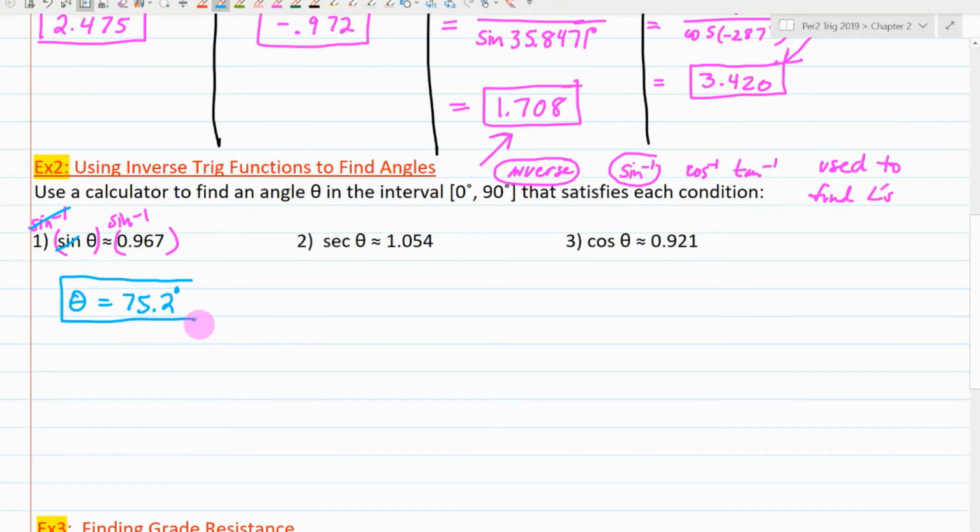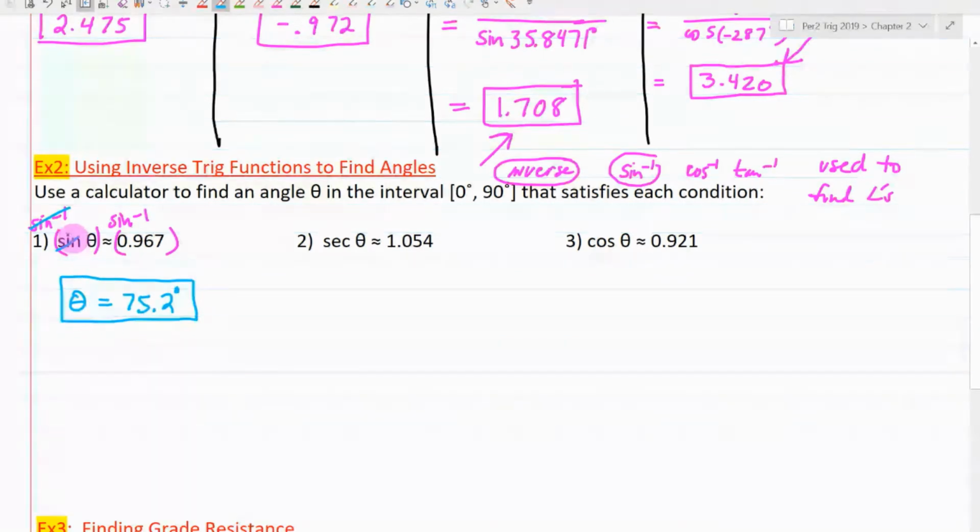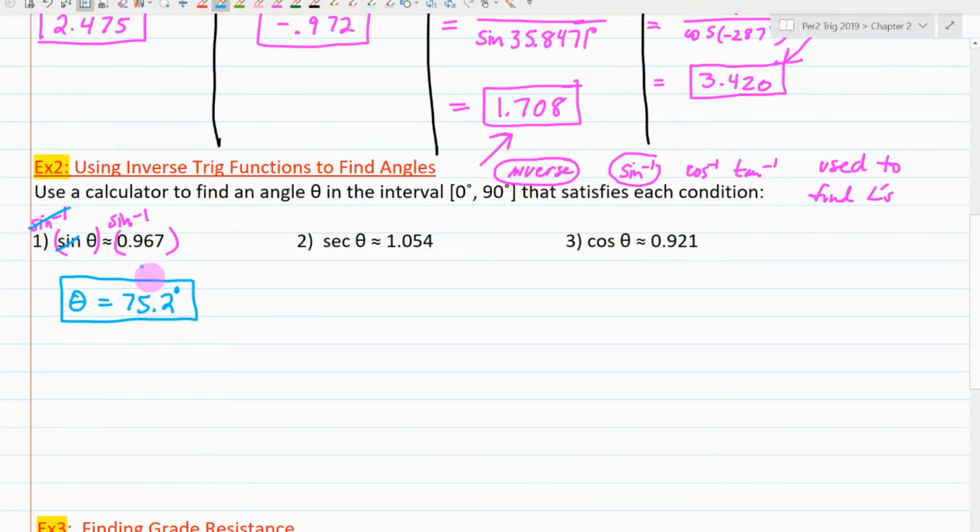Now, if you want to check to see if you got that right, just do sine of this angle, and it should give you something close to this. We rounded, but you can go ahead and round to the tens place here. Remember here it says to give an answer between 0 and 90. Okay?